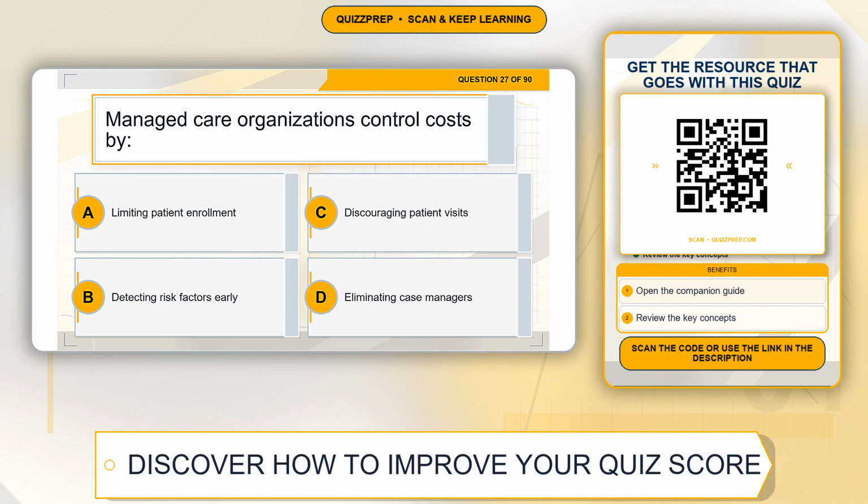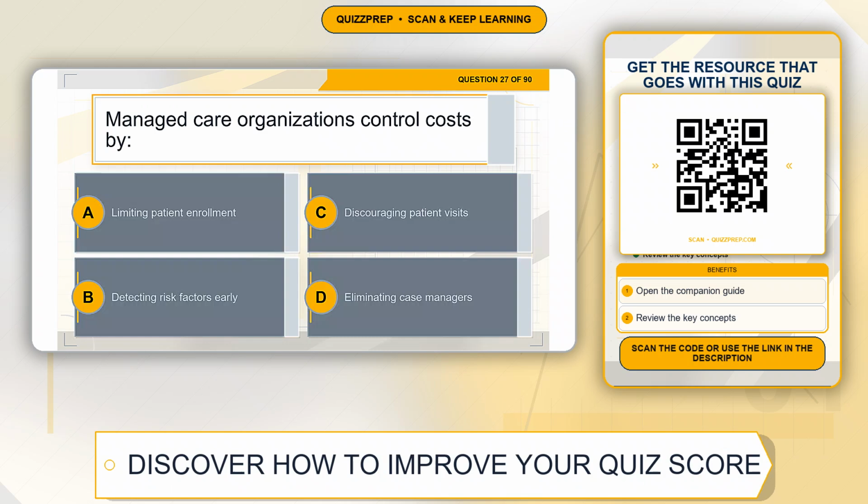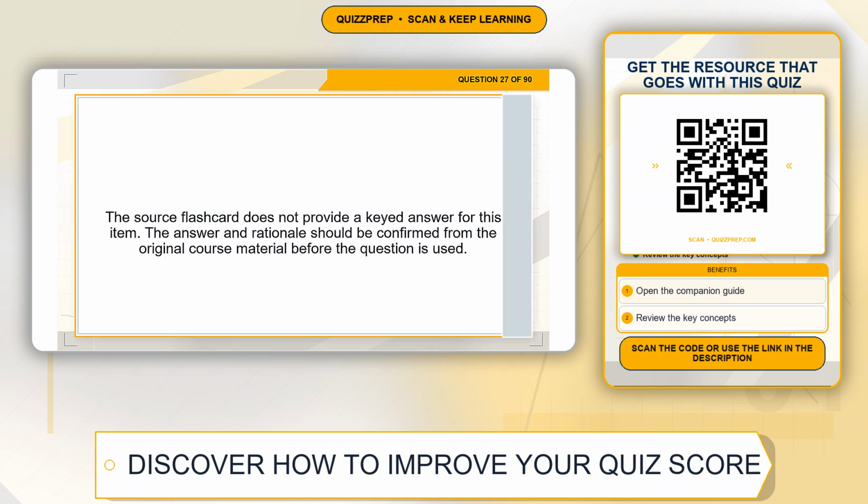Question 27. Managed care organizations control costs by: Option A, limiting patient enrollment. Option B, detecting risk factors early. Option C, discouraging patient visits. Option D, eliminating case managers. The correct answer is now shown. Explanation. The source flashcard does not provide a keyed answer for this item. The answer and rationale should be confirmed from the original course material before the question is used.